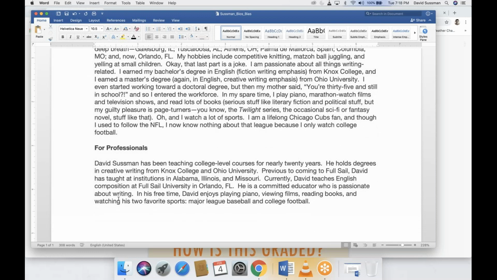This one says David Sussman has been teaching college level courses for nearly 20 years. He holds degrees in creative writing from Knox College and Ohio University. Previous to coming to Full Sail, David has taught at institutions in Alabama, Illinois, and Missouri. Currently, David teaches English composition at Full Sail University in Orlando, Florida. He's a committed educator who is passionate about writing. In his free time, David enjoys playing piano, viewing films, reading books, and watching his two favorite sports, Major League Baseball and college football. As you can see, it's the same information.